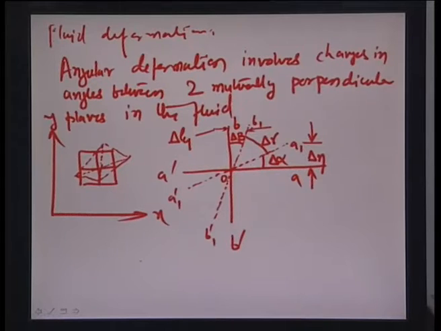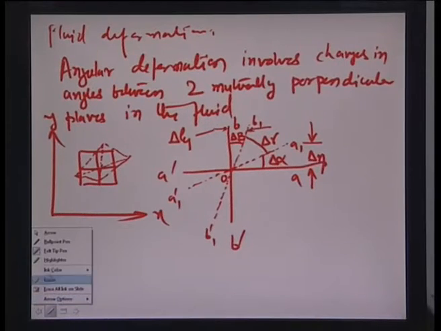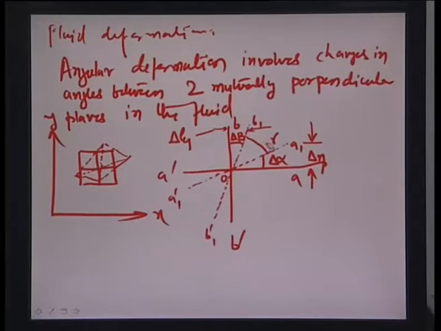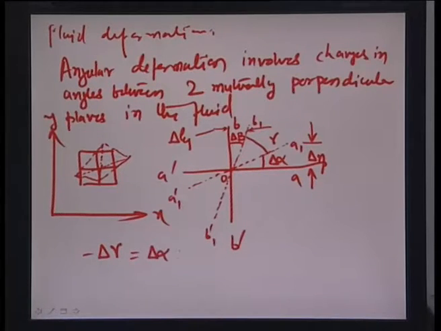All right. So, here what really delta gamma is, let's say this angle is gamma, and any change in this angle is delta gamma. All right. So, the change in this angle, delta gamma, and this change, mind you, is negative. The angle is decreasing as you go along with time. Okay. So minus delta gamma is nothing but delta alpha plus delta beta.